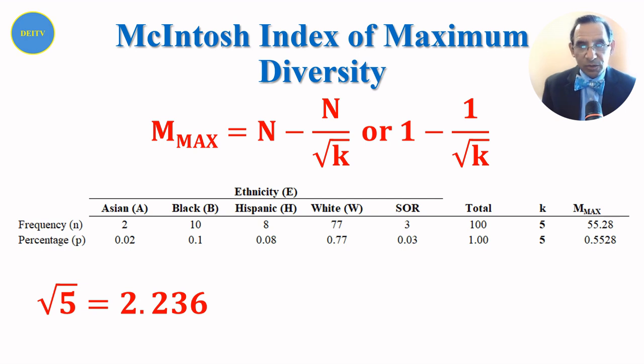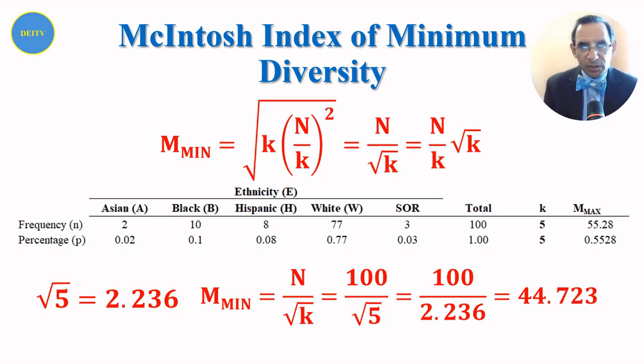Another way of writing it, if you're using percentages, is 1 minus 1 divided by the square root of the number of categories, which is 5. So in the case if you're using percentages, it's going to be 1 minus 1 divided by the square root of 5, which is 2.236. As you recall in episode 1, this structure is very similar to the way the Simpson maximum score is calculated. So the maximum score for the frequencies is going to be 55.28. If you're using percentages, it's going to be 0.5528.